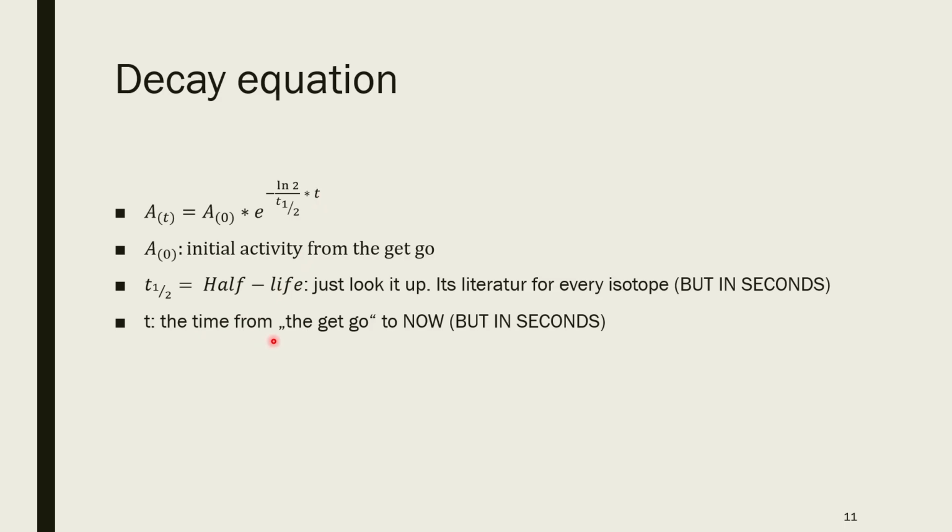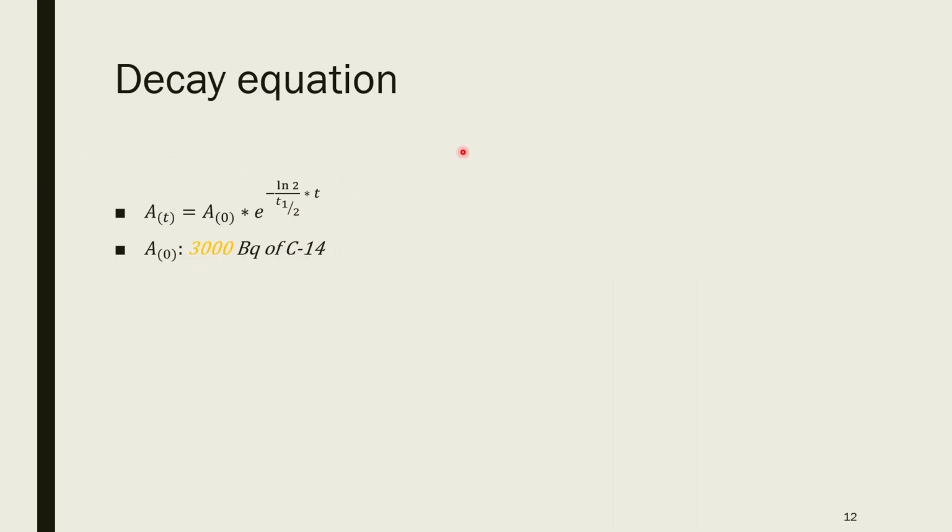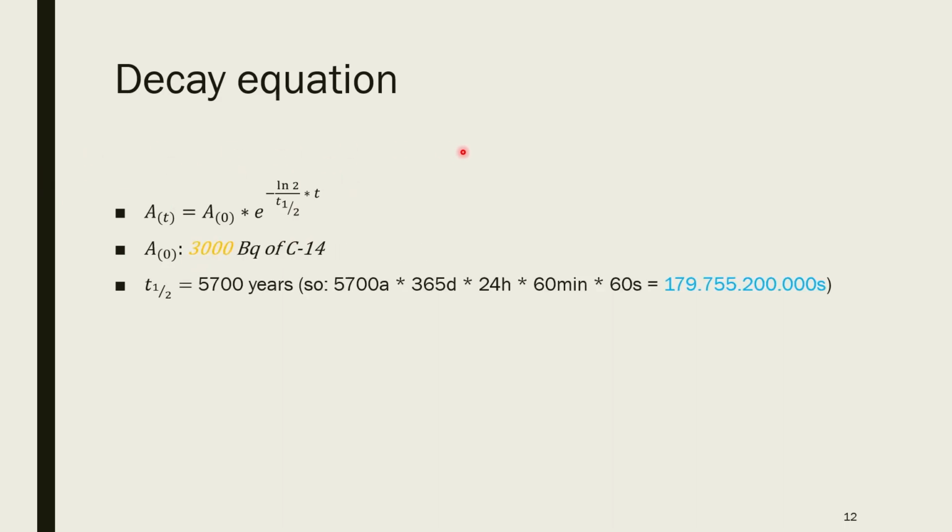Yeah, t is the time from the get-go to now, converted into seconds because I like to use it in seconds. And ln is also just a button on the calculator. It's the natural logarithm to the basis of Euler's number. As I said before, why seconds? Becquerel is defined as a unit, decay per second, so I like to use seconds as a general unit for this equation. Let's practice that on 3000 becquerels of carbon-14.